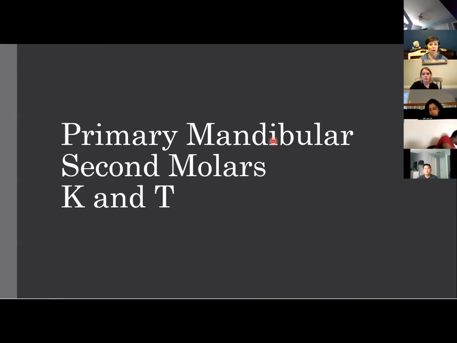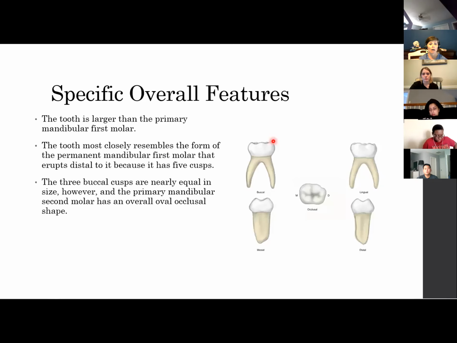And then the primary mandibular second molars are K and T. This tooth is larger than the primary mandibular first molar. This tooth most closely resembles the permanent mandibular first molar, because it does have that fifth cusp, the distal cusp right there. The three buccal cusps are nearly equal in size, 1, 2, 3. However, the primary mandibular second molar has an overall oval occlusal shape. So you see it's oval rather than, I think the other one was square.